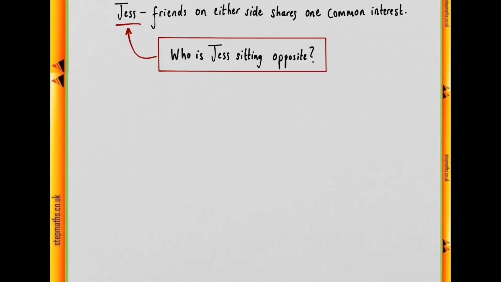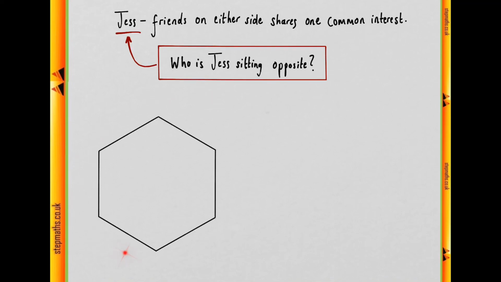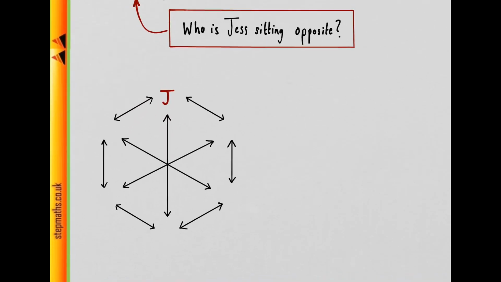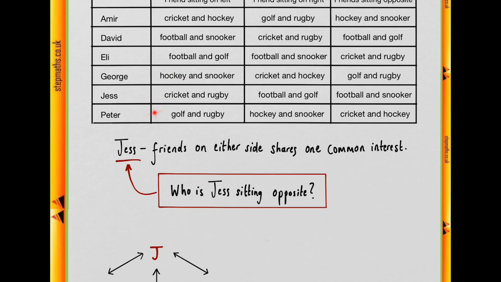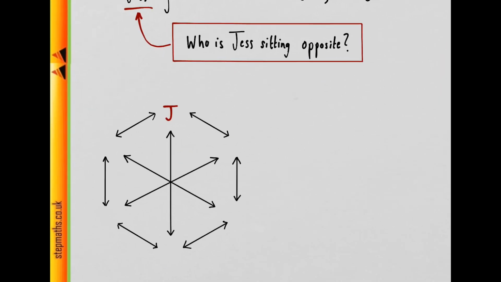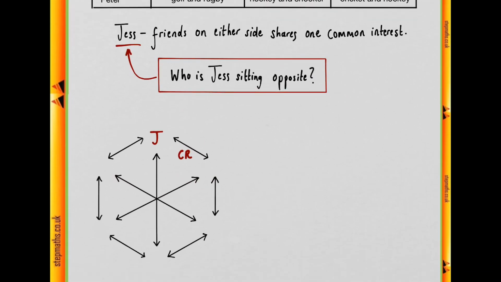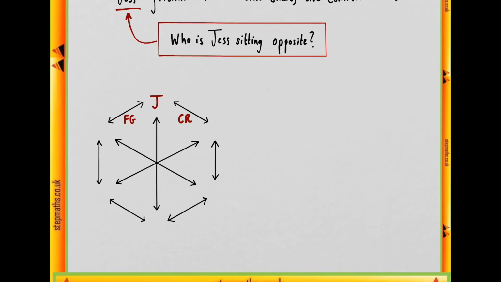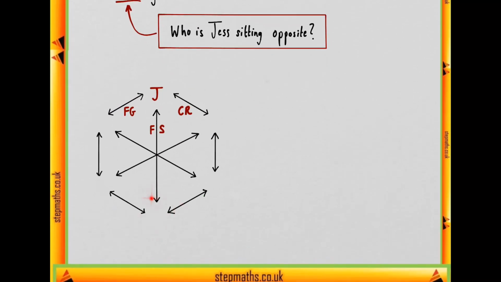So, using a roughly hexagonal shape to represent the 6 children sitting around, we can put Jess at the top here, and we know that Jess has someone sitting on her left who likes cricket and rugby. Since Jess is facing inwards, this will be her left-hand side. So she has someone sitting here who likes cricket and rugby, and someone sitting on her right who likes football and golf. We also know that she has someone sitting opposite her who likes football and snooker, who is the person we need to find. But how do we get to this person?